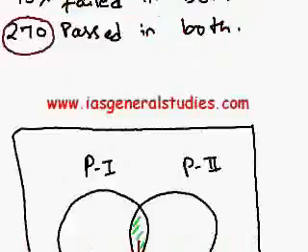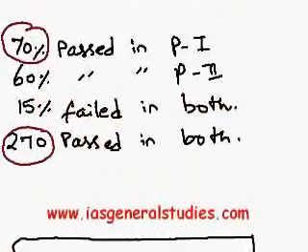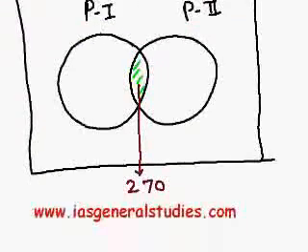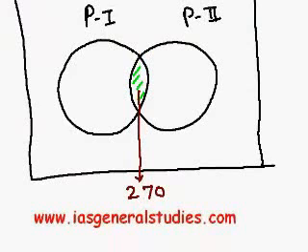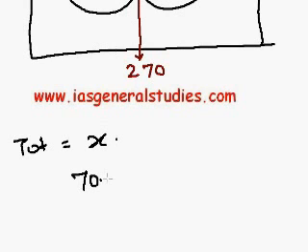So what happened is I put 270. Okay, then you come to 70% passed in paper 1. The 70% passed in paper 1 means, suppose the total number of students is x, let the total be x. So what is 70% of that? It is 70x by 100.